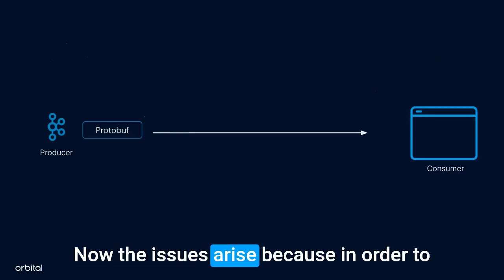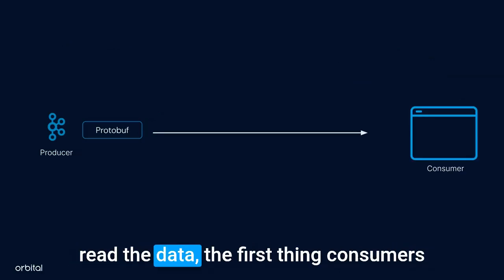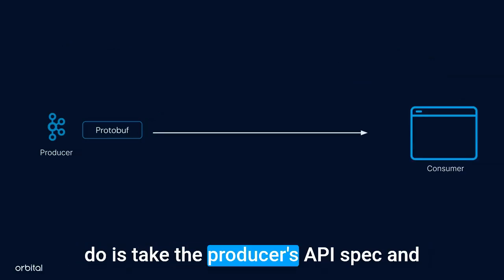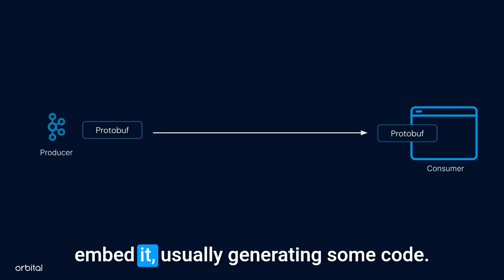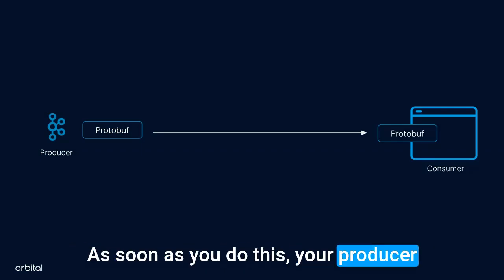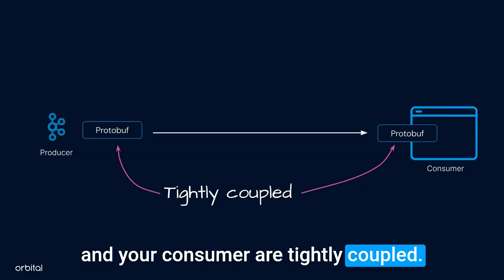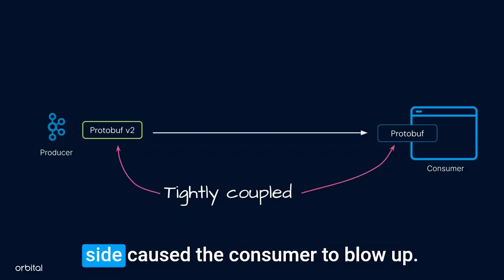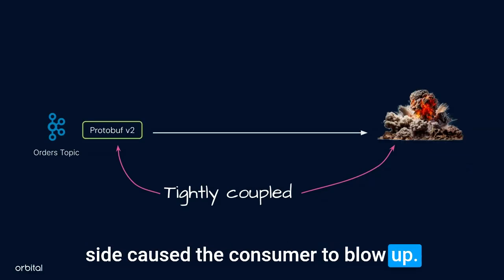Now, the issues arise because in order to read the data, the first thing consumers do is take the producer's API spec and embed it, usually generating some code. As soon as you do this, your producer and your consumer are tightly coupled. So changes made on the producer side cause the consumer to blow up.